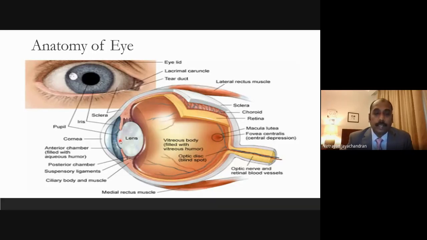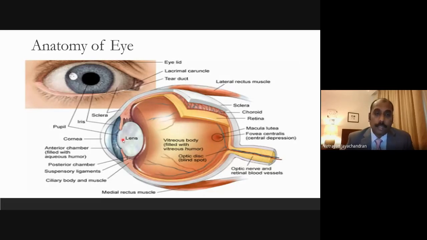The pupil is the part which controls the amount of light that can enter into the lens. The pupil can constrict or dilate. By means of constriction, it can send sharp images. By means of dilation, it sends images which are not very sharp, or blurred. So the pupil controls the amount of light which can enter into the lens.